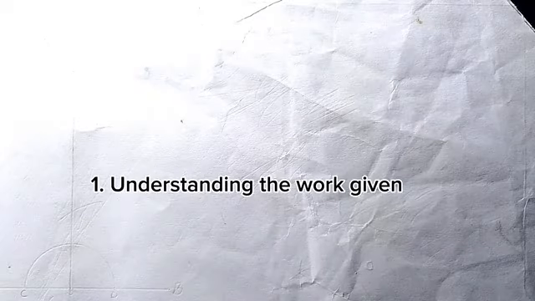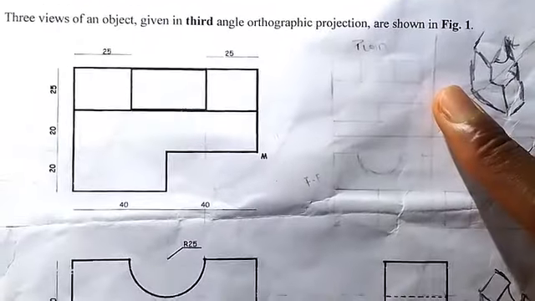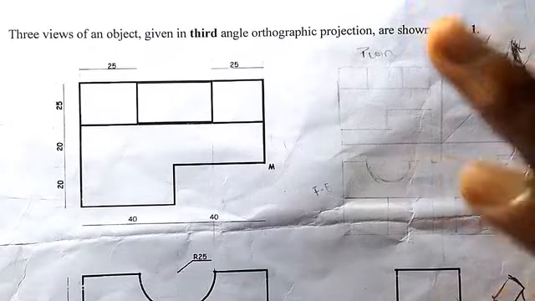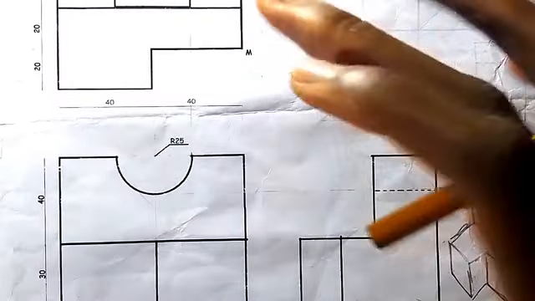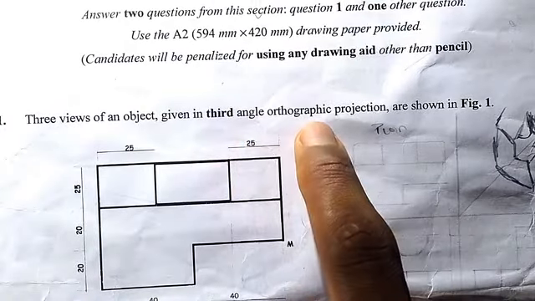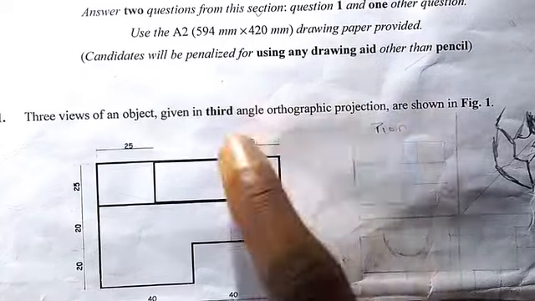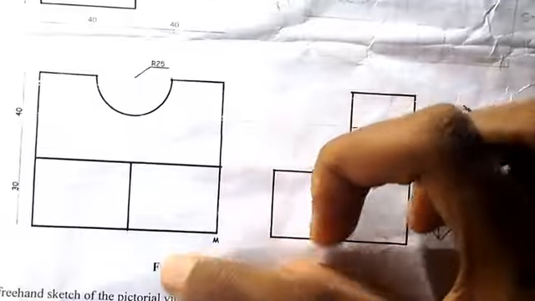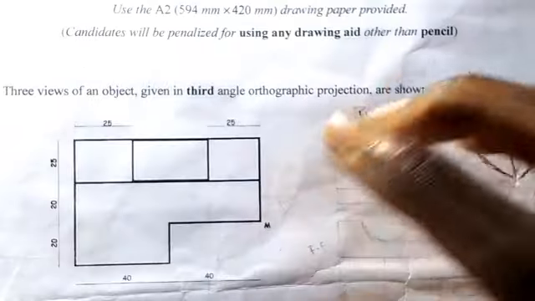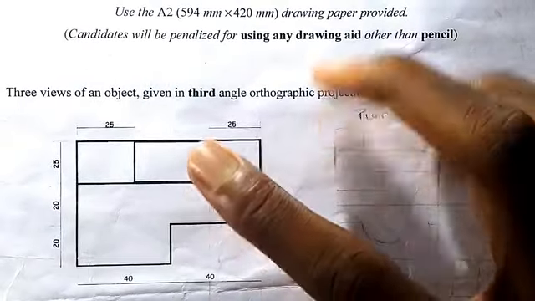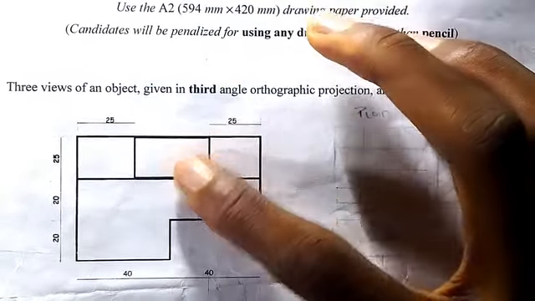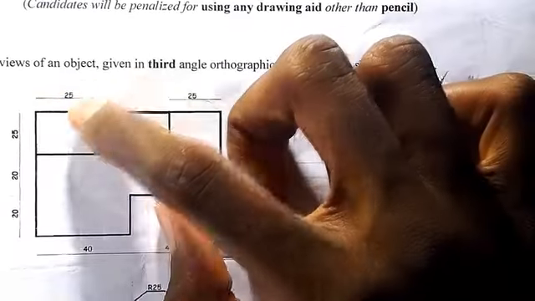So from the 2023 WAEC past question, we're making a freehand sketch of the orthographic projection. It's given in third angle projection. The three views of an object given in third angle projection are shown in figure 1, and this is figure 1. In orthographic projection, we have the plan, which is at this top left part.